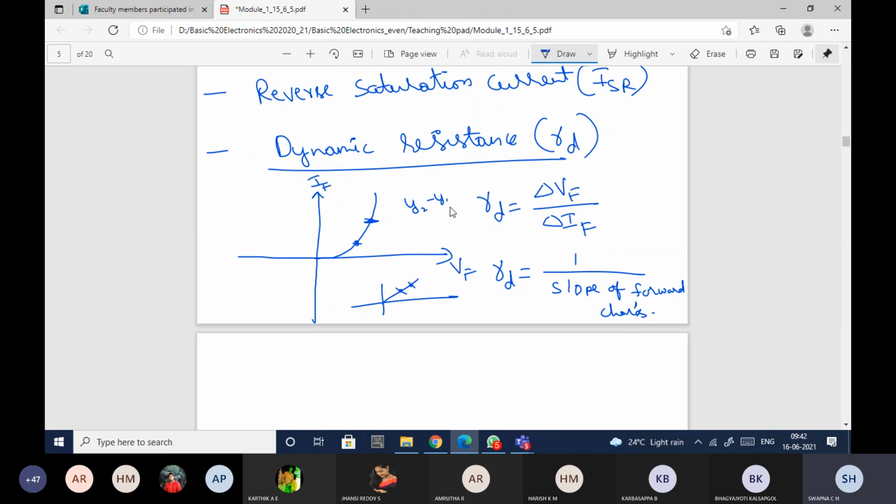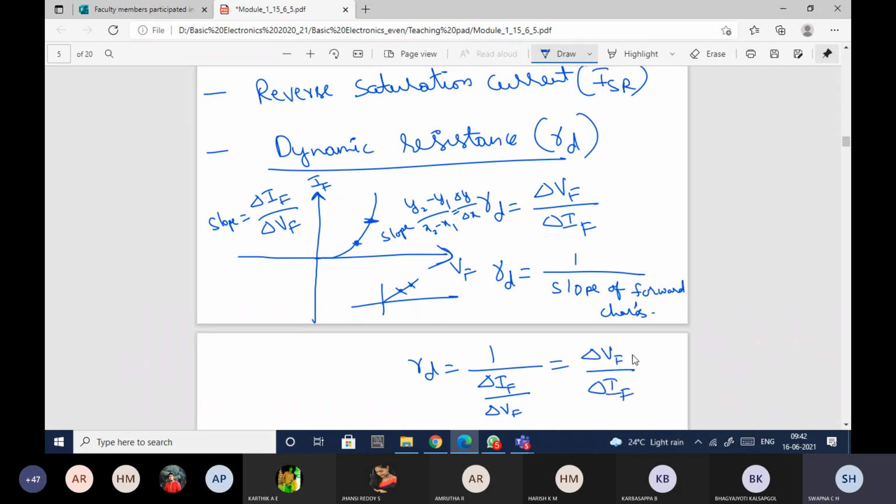If you observe, the x-axis is voltage and the y-axis is current. So the slope will be equal to y2 minus y1 divided by x2 minus x1. Y2 minus y1 is change in y divided by change in x. In the same way, y is IF. So change in IF divided by change in VF will give you the slope. But here RD is 1 by slope, 1 by delta IF divided by delta VF. So this is change in VF divided by change in IF. This is how we generally calculate the dynamic resistance of the diode.